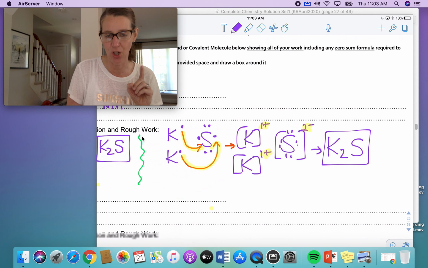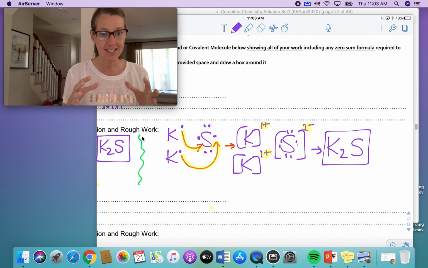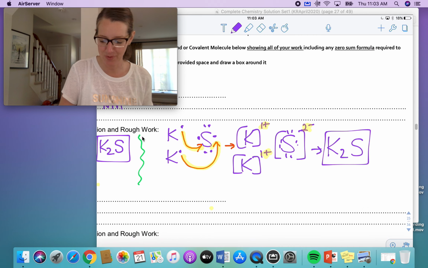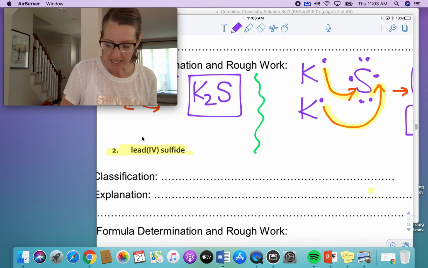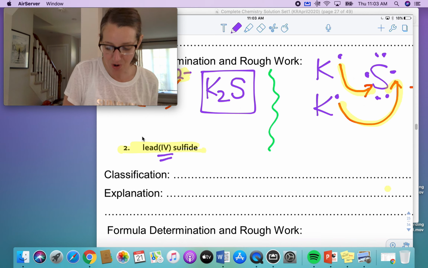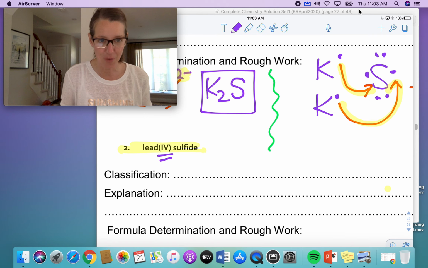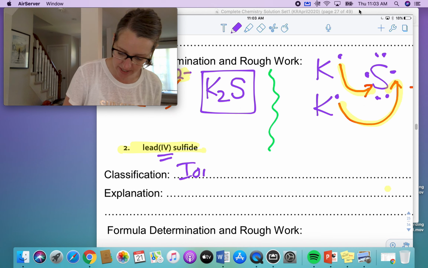Potassium and sulfur will always come together in a 2-to-1 ratio and make these lattice structures that are characteristic of ionic particles. Okay, next one. The second example is using a metal that's a transition metal, meaning that if you see 4 in the name, then clearly that's going to be the lead-4 ion that we're talking about. So lead-4 sulfide, okay, ionic. It's one that's multivalent.